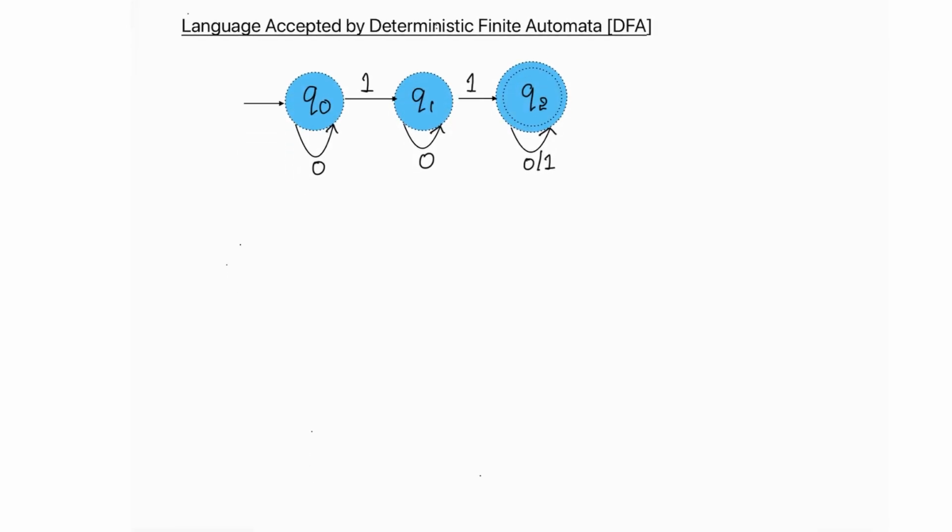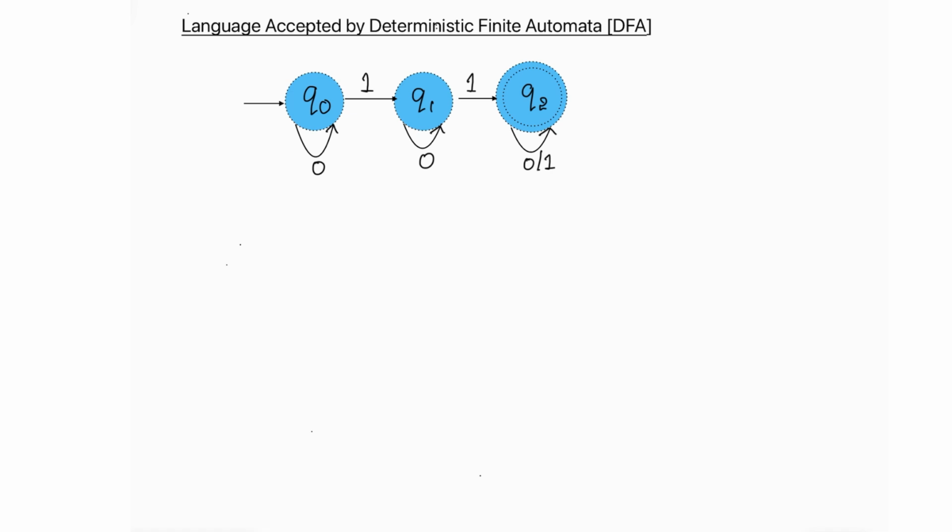Hello all. So now we'll see about language accepted by deterministic finite automata. We have seen how the DFA is represented through the transition diagram in the previous lecture. In today's class we are going to see what kind of languages can be accepted by the deterministic finite automata. Again, I have taken the previous example only so that the complete DFA concept can be understood.